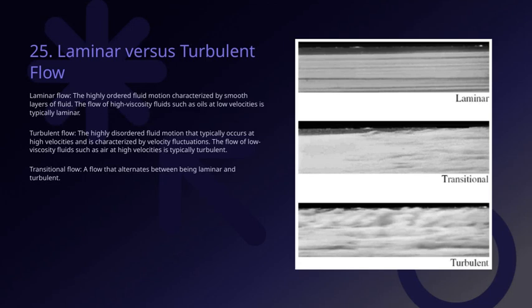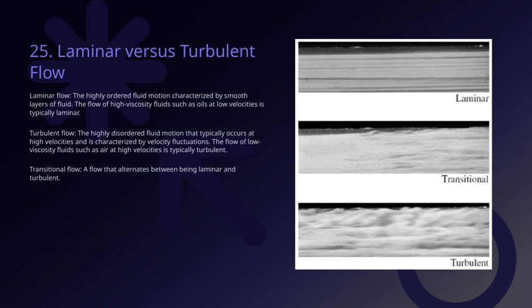This is a flow pattern that alternates between being laminar, which is smooth and orderly, and turbulent, which is chaotic and disordered. It's like the flow switches gears, sometimes gliding smoothly and other times becoming more chaotic. Moving on, turbulent flow is characterized by highly disordered fluid motion. This usually happens at high velocities, especially with fluids that have low viscosity, such as air. When the fluid speeds up, the flow becomes turbulent, with lots of velocity fluctuations and swirling motions.